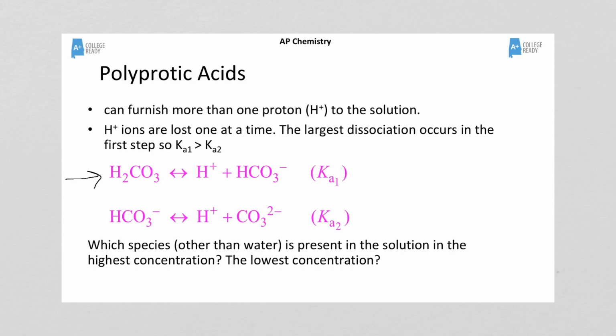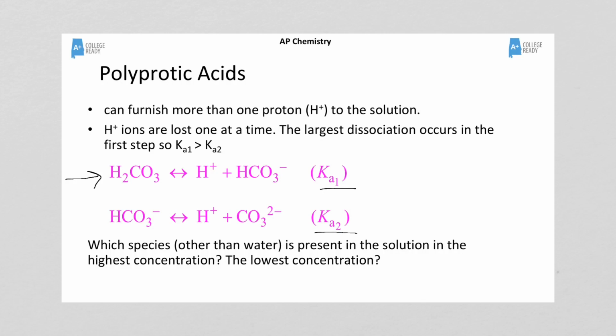The largest dissociation will always occur in the first step. Notice these have little Ka1 and Ka2, they have values, and that refers to the dissociation step. So when the first hydrogen is lost, H plus is lost, it's called the Ka1.